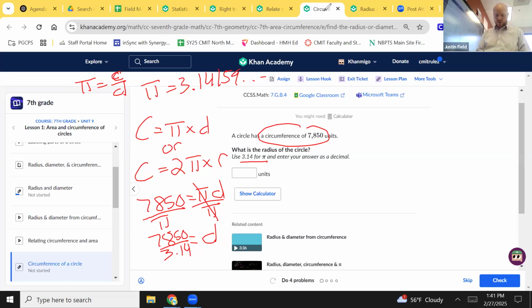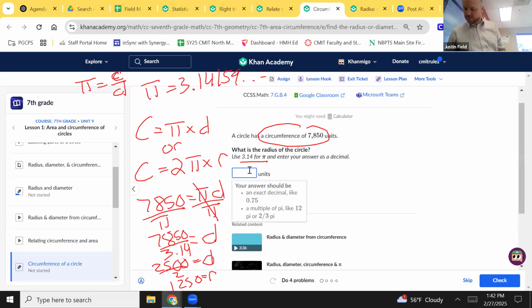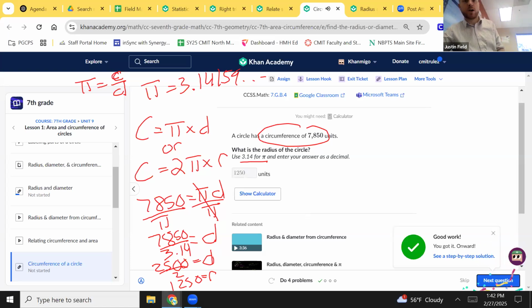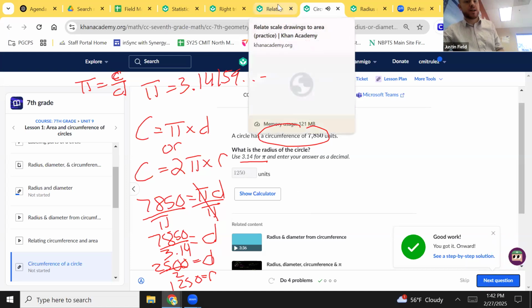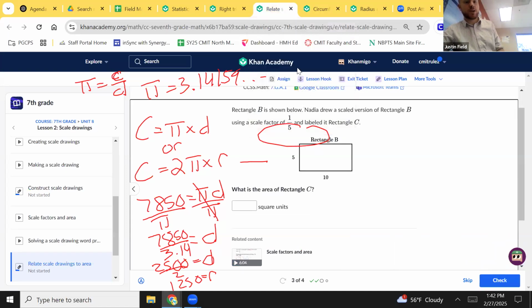7850 divided by 3.14. You get 2,500. Amazing. How did that happen? And so that means that R is going to be half of that, which is 1250. So radius, half the diameter, 1250. All right. So go ahead and try that. You got the circumference formula now. You can use either one.